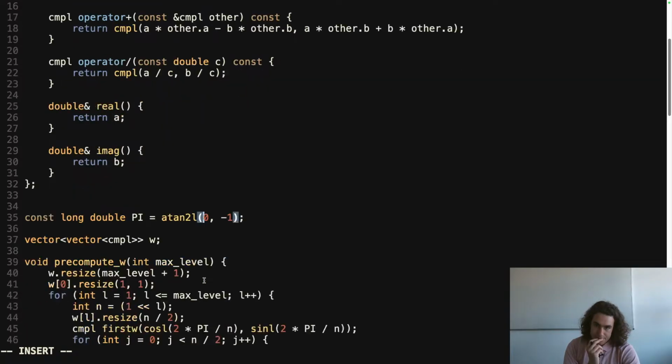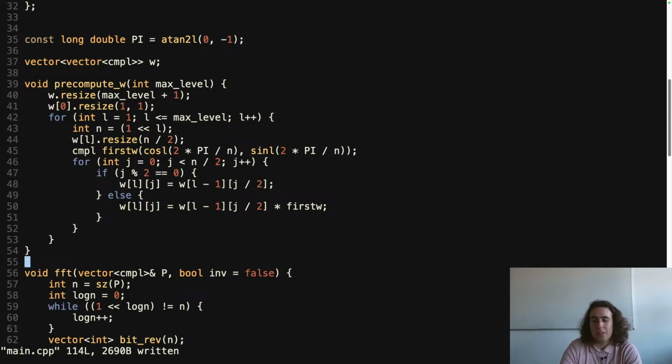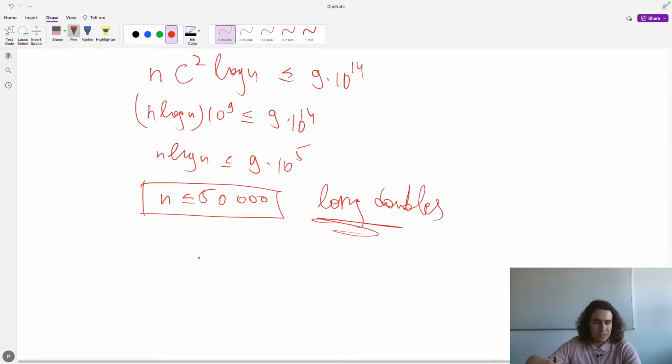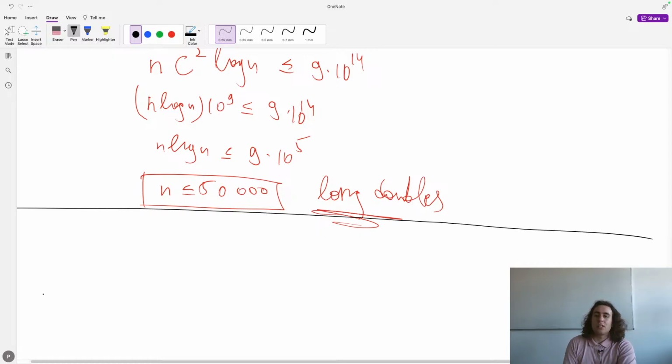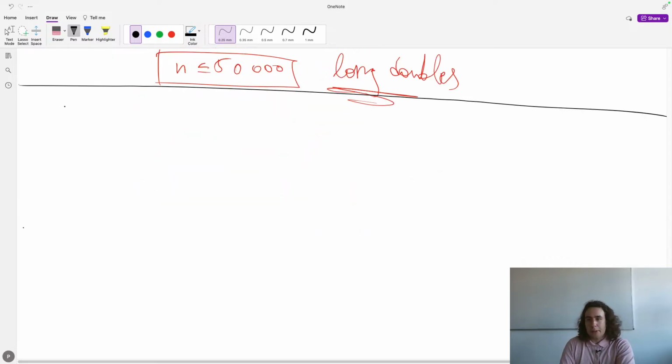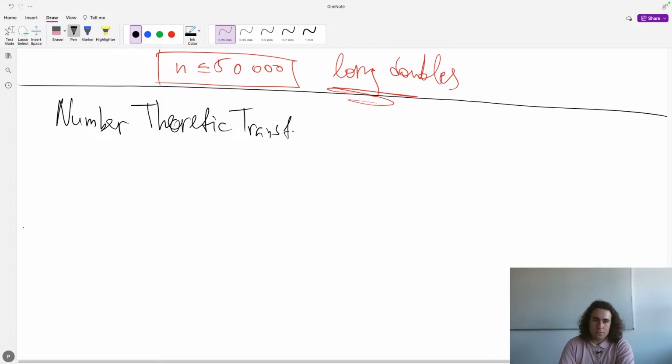Good. So we know how to multiply polynomials with any modulo, but actually this is not how it's normally done. Normally we do something that is called a number theoretic transform, or NTT for short, which is FFT but modulo.